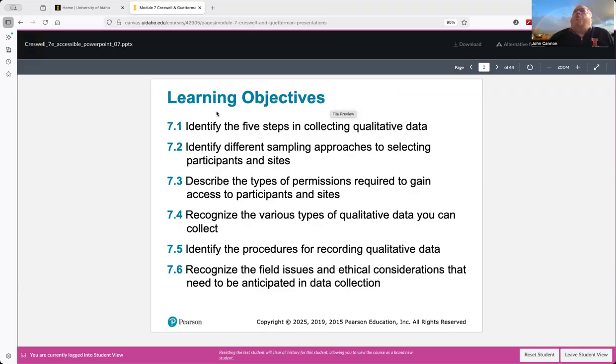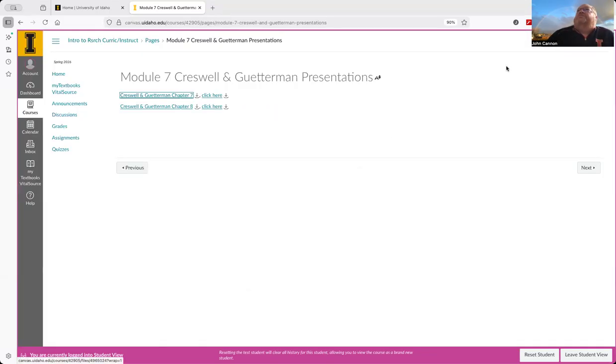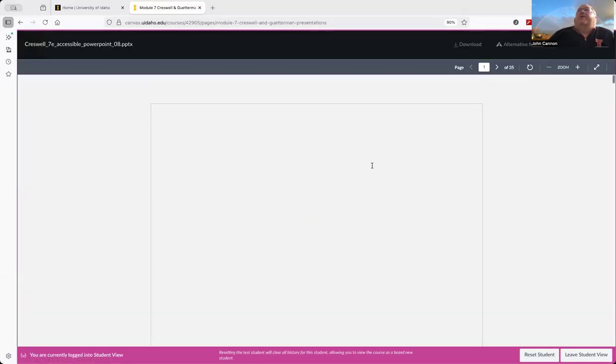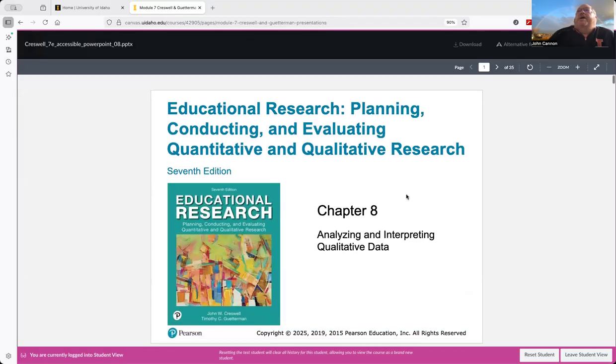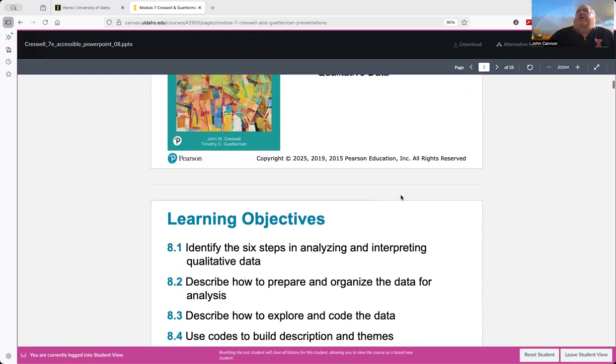Recognize the various types of qualitative data you can collect, identify the procedures for recording qualitative data, and recognize the field issues and ethical considerations that need to be anticipated in data collection. For chapter 8, so we had chapter 7 on collecting, and chapter 8 is analyzing and interpreting qualitative data.